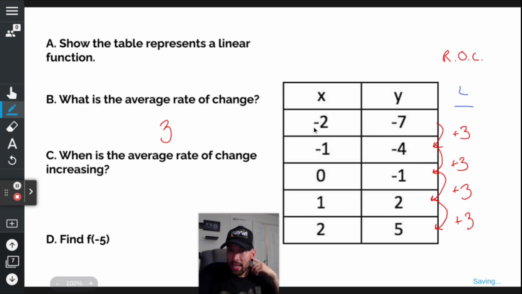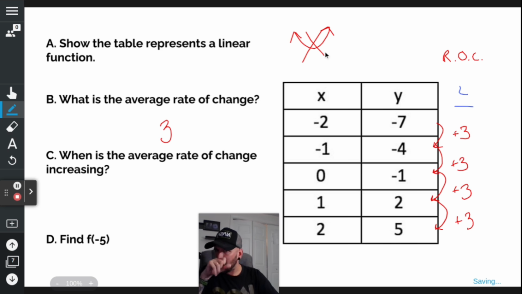When is the average rate of change increasing? Oh, wait a minute. If my rate of change is increasing, that would imply that I'm dealing with concave up. Well, this is linear, which means it's not concave up. So when is the average rate of change increasing? Never.